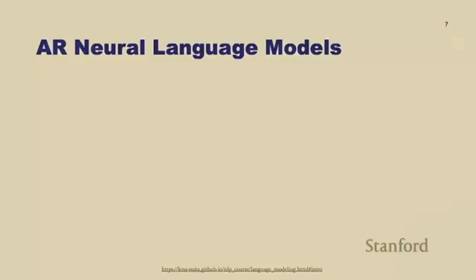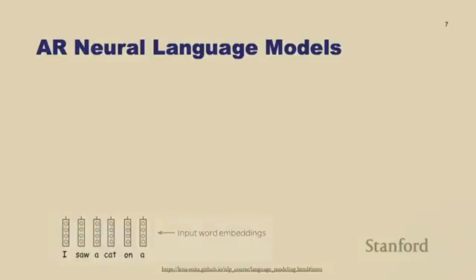Okay, so autoregressive neural language models. The first thing you do is that you take every word or every token, you embed them, so you get some vector representation for each of these tokens.